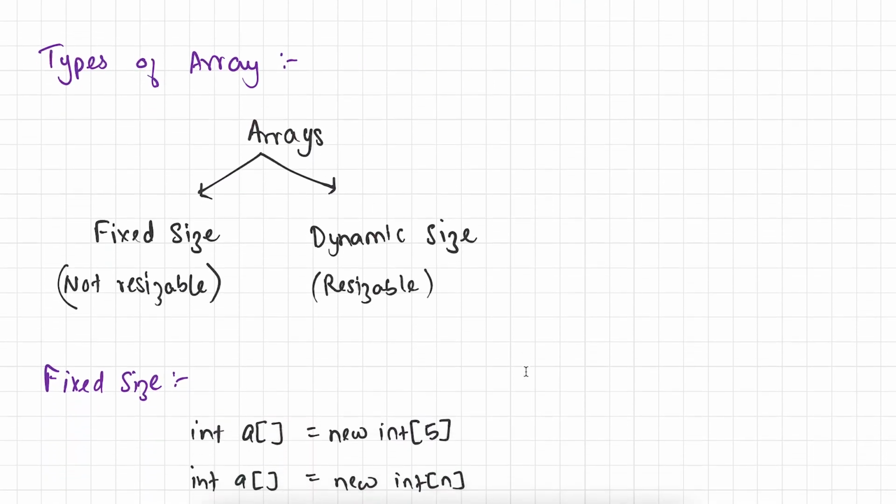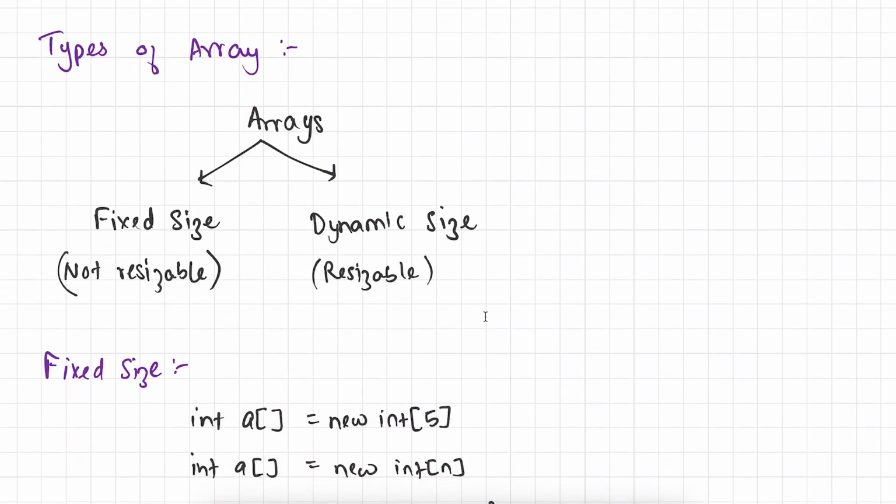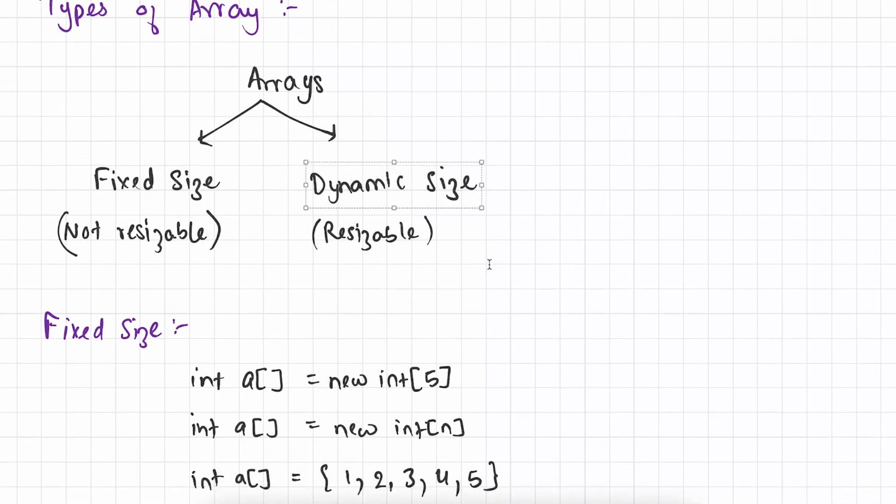Now there are multiple types of arrays. Here I have broadly classified arrays based on whether the array is resizable or not. You can see there are two types of arrays based on resizability: one is the fixed size array and the second one is the dynamic size array.